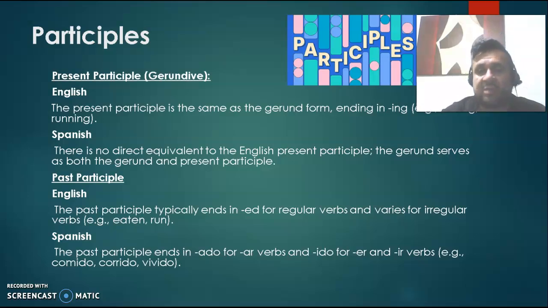In English, the past participle typically ends in ed for regular verbs and varies for irregular verbs. For example, eaten, run. In Spanish, the past participle ends in ado for ar verbs and ido for er and ir verbs. Example, comido, corrido, vivido.